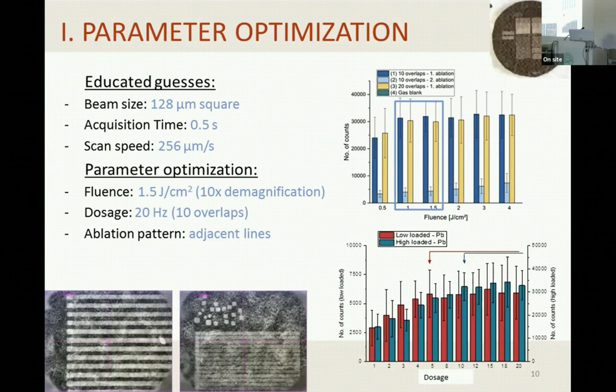And we tried this on a high loaded filter and a low loaded filter, so the method would be robust enough for the winter samples where we expect higher concentrations, and the summer samples where we usually have lower concentrations.